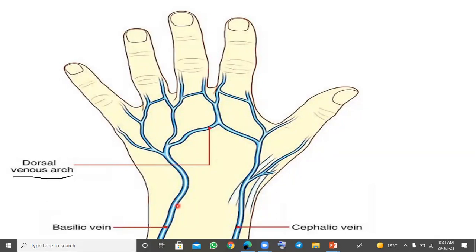So the axillary vein is formed basically by the joining of the basilic vein and the brachial vein, while the cephalic vein goes to drain into the axillary vein itself. So that's basically the venous drainage.